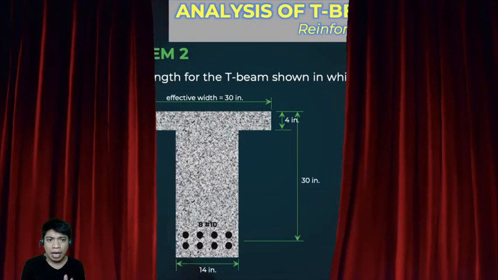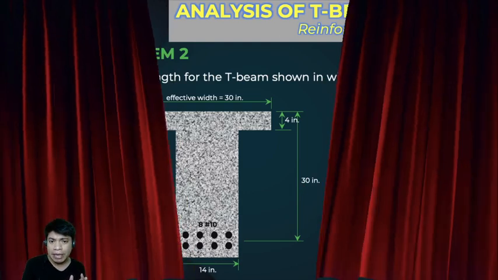Okay, so hello guys. We are now in the third part of the analysis of T-beams. In the first part, I already discussed the concepts of analyzing T-beams. In the second part, we solved an example problem of an SI unit problem, where we used the NSCP 2015 code. In this video, we are going to solve another problem, which is an English unit-based problem.